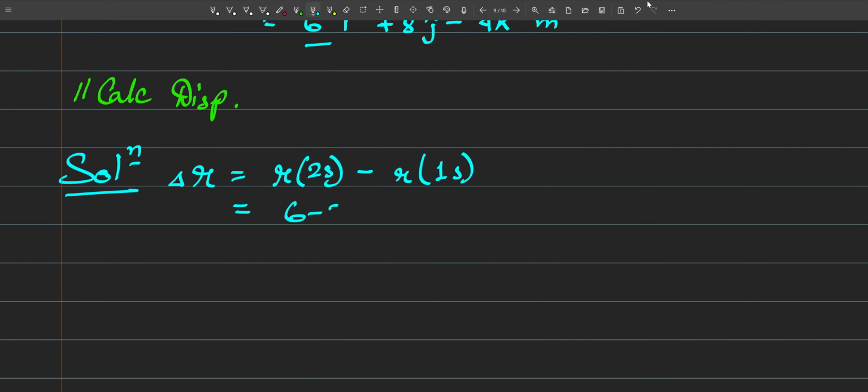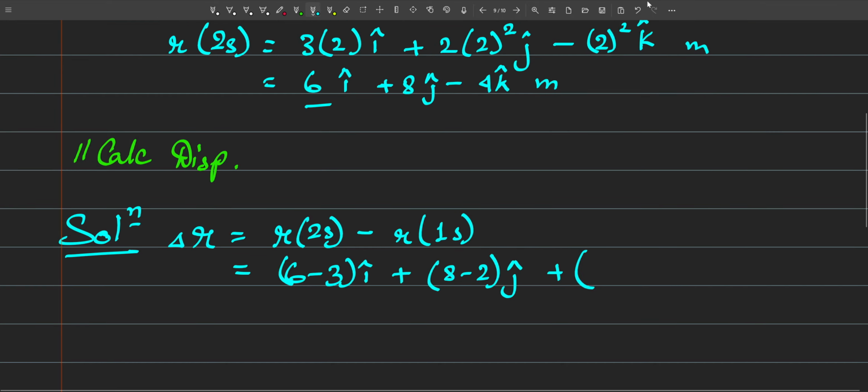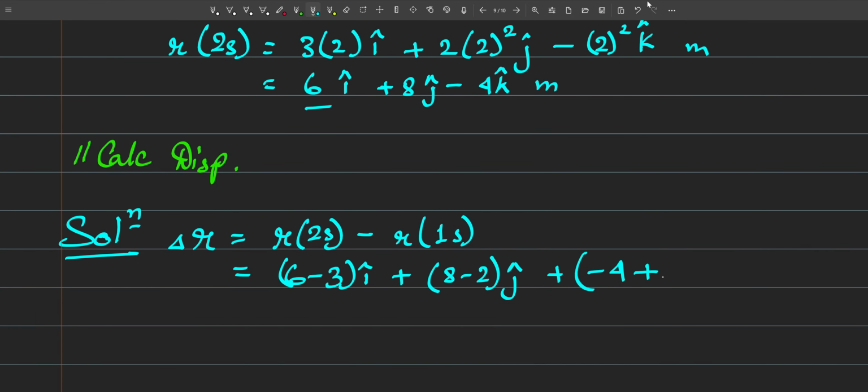Here we can write 6 minus 3 i cap plus 8 minus 2 j cap and plus minus 4. Minus of minus 1 will become plus 1 k cap meter. So our answer will come as 3i cap plus 6j cap minus 3k cap meter.